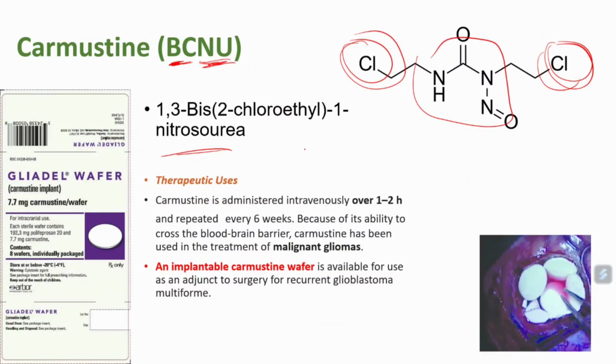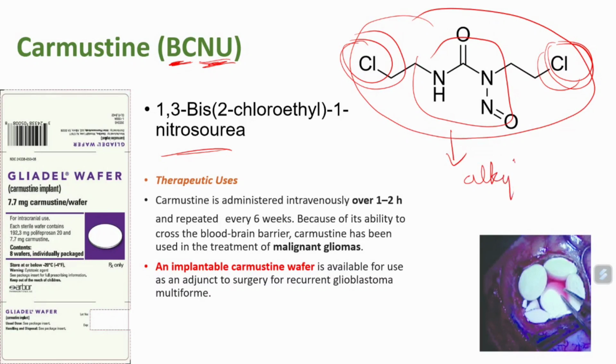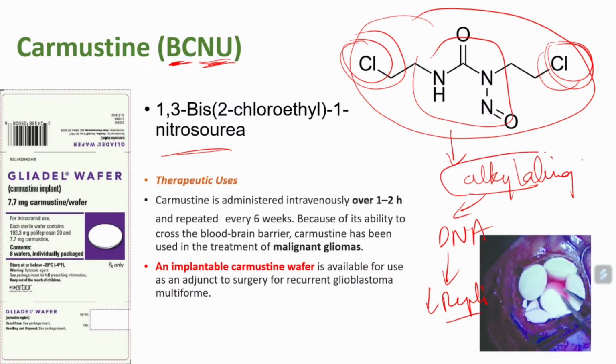Now, the mechanism is very simple. All nitrosoureas cause alkylation. So we have alkylating agents, right? Their mechanism is very similar to alkylating agents, because they cause alkylation of the DNA, and with that it causes DNA damage or stops the replication of DNA. That's why these nitrosoureas have a similar mechanism to alkylating agents. Anyway, now the therapeutic uses.